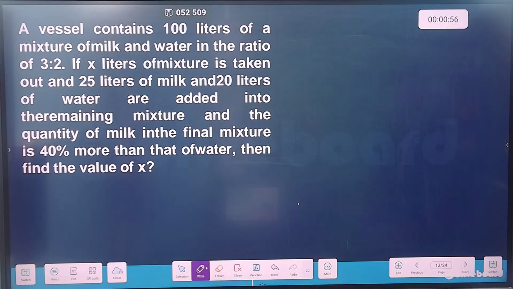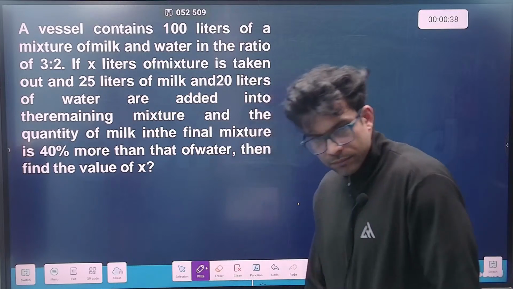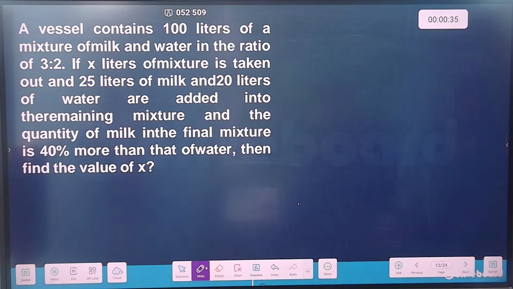Come on, try. Try this, everybody. A vessel contains 100 liters of a mixture of milk and water in the ratio 3:2. Just read the question. If you don't know anything, try reading the question, right?